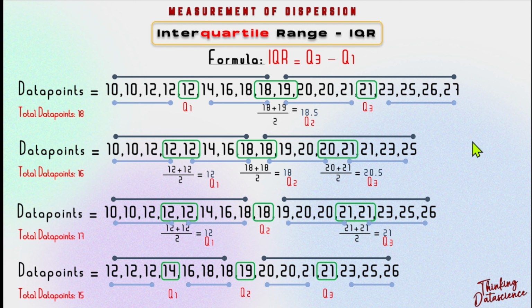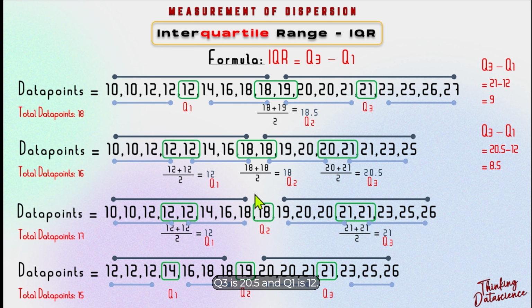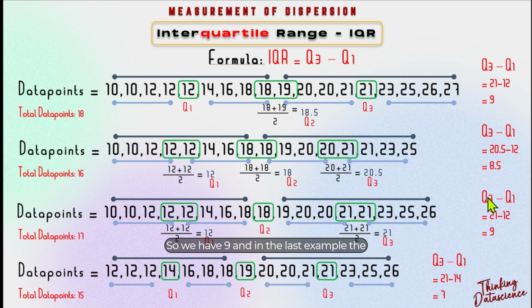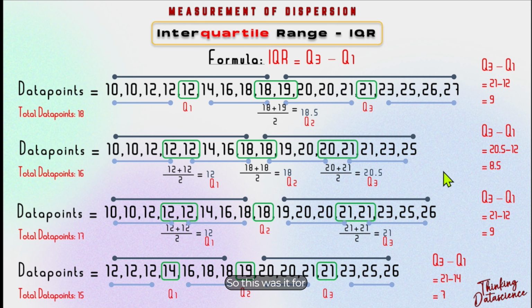But where is IQR? The formula for IQR is Q3 minus Q1. So now we just have to subtract Q1 from Q3. In the first example, Q3 minus Q1 is 21 minus 12, that is 9. In the second example, Q3 is 20.5 and Q1 is 12, so we have 8.5. In the third example, Q3 is 21 and Q1 is 12, so we have 9. And in the last example, Q3 was 21 and Q1 was 14, so we have our answer as 7. So this was it for the interquartile range.